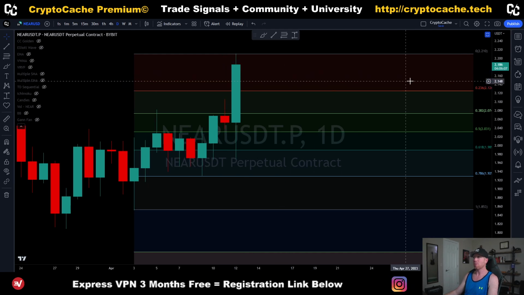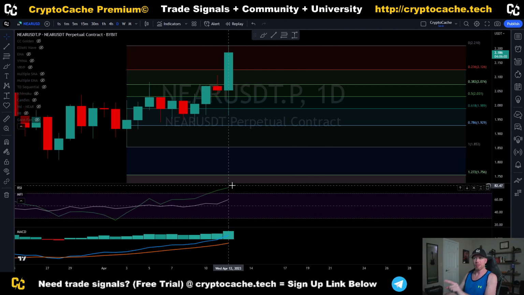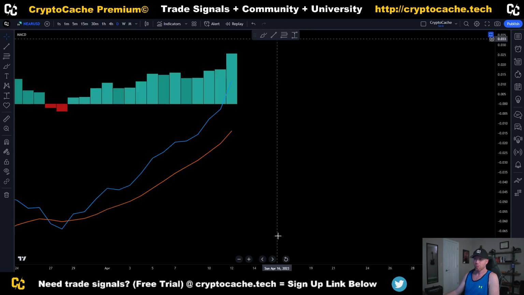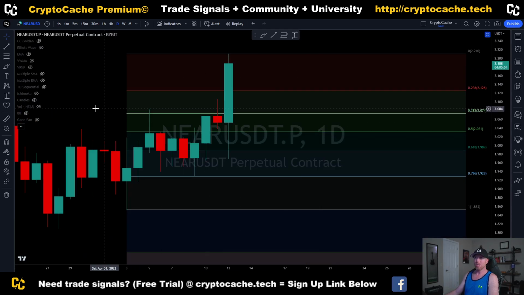Now let's talk about why it may not do that. First of all, we've got plenty of room to run on the RSI. While we have a lot of volume, that's actually very positive. It's okay that the money flow index is over 70. There's nothing wrong with that. Same thing here with the MACD as well. We've got a strong convergence, so everything is looking pretty darn good here.